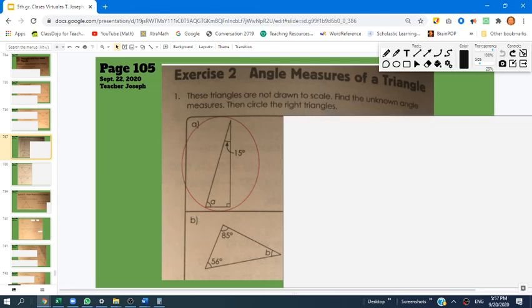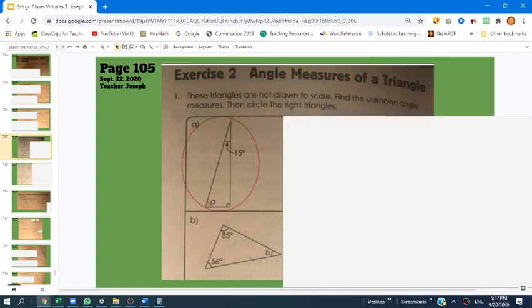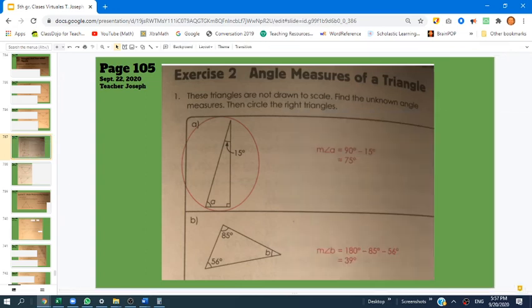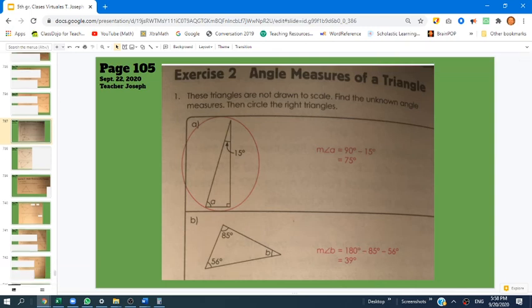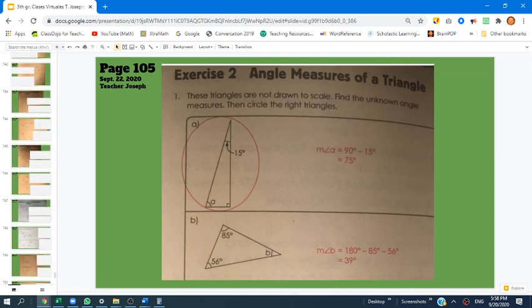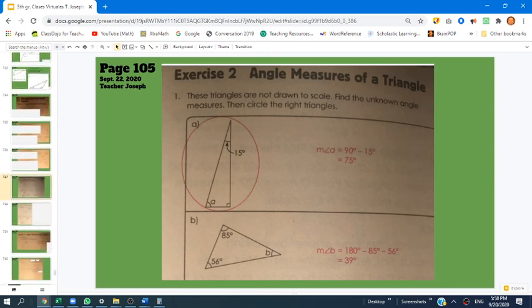All right, so hopefully you did letter B. What we're going to do, boys and girls, is check your answers. So let me just show you the answer. You could have taken 180 minus 85 minus 56, those two angle measurements that we were given, and that's going to give you your answer of 39 degrees. If you added 85 plus 56 and then subtracted from 180, you would get the same exact answer. Okay, any questions at this point? Please pause the video and ask your questions if you have any.